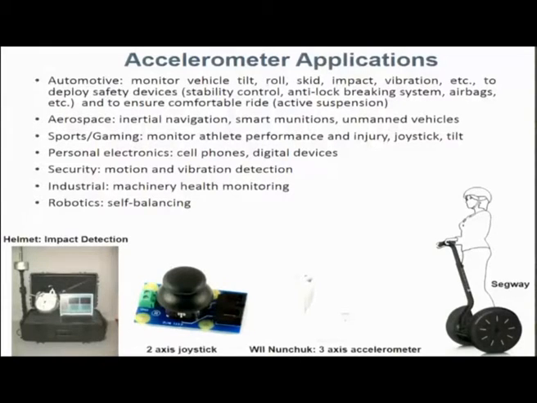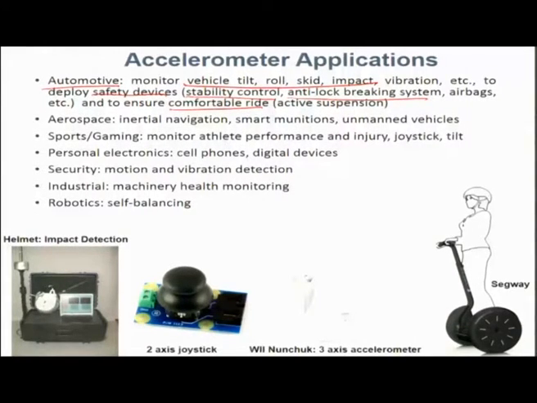Now, there are various applications to which accelerometers could be used. A lot of it goes into automotives. Typically, accelerometers are used to monitor vehicle tilt, roll, skid, impact, vibration, and are used to open and close many safety devices. For example, stability control, anti-lock braking systems, airbags. They're all initiated, actuated through accelerometers. And the purpose of all this is to give a comfortable ride feeling to the passenger.